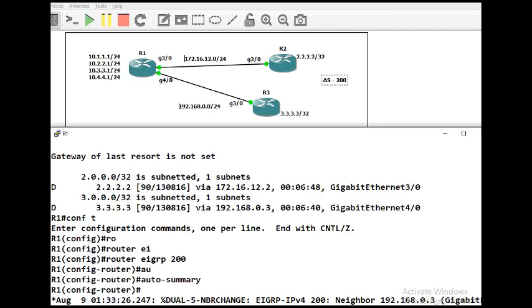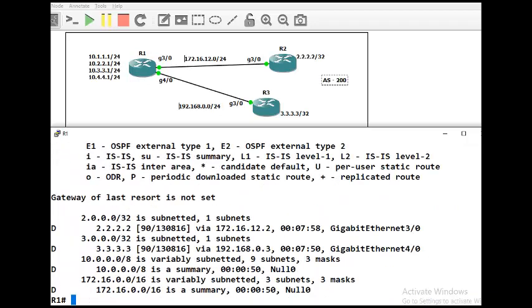We are asking EIGRP to summarize before sending. But to send, what is the basic criteria? The route needs to be in the routing table. If not, it cannot send the routes. Now, if you are expecting a default route to be advertised, the default route needs to be there in the routing table. It is there.